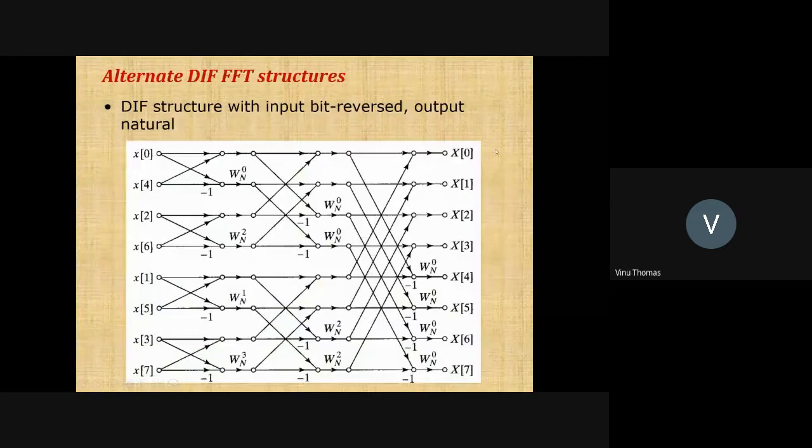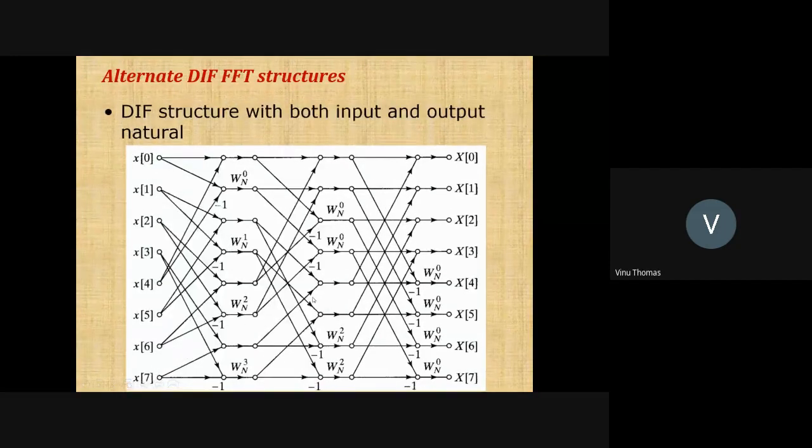Now, how will you know that this is DIF and not DIT? How will you identify that this is DIF and not DIT? Where the multiplication takes place. Yes. You look at where the complex multiplication takes place. Multiplication by the complex exponential takes place after the butterfly. So that is how you identify whether it is DIT or DIF. Now, this is the structure where you have both input and the output in the natural order.